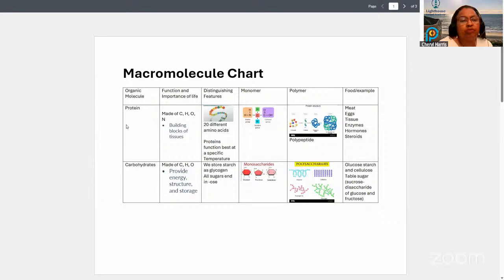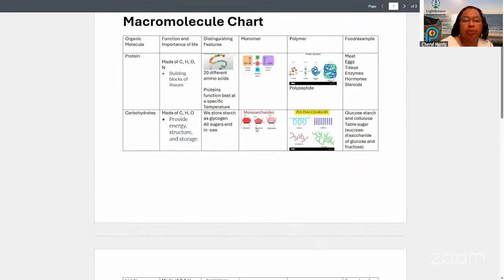Then the next question says, what is the monomer for each one? So for proteins, you want to say that the monomer is an amino acid. For carbohydrates, the monomer is a monosaccharide. And they're giving you three different examples of monosaccharides here: glucose, fructose, and galactose. They're all monosaccharides.